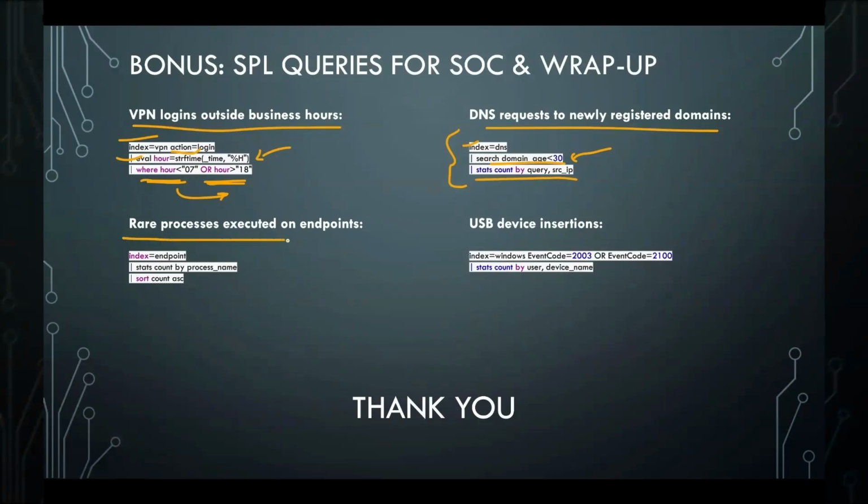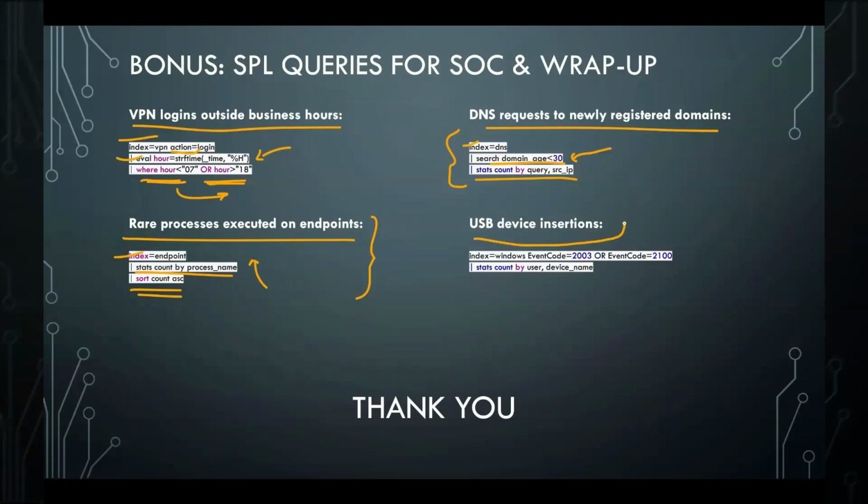And rare processes executed on endpoints. A rare process could be a sign of malicious activity. If any attacker gets access to your endpoint, they launch a unique process or exe. So you can use index endpoint and stats count by process name and sort count by ascending. Very simple but powerful query.